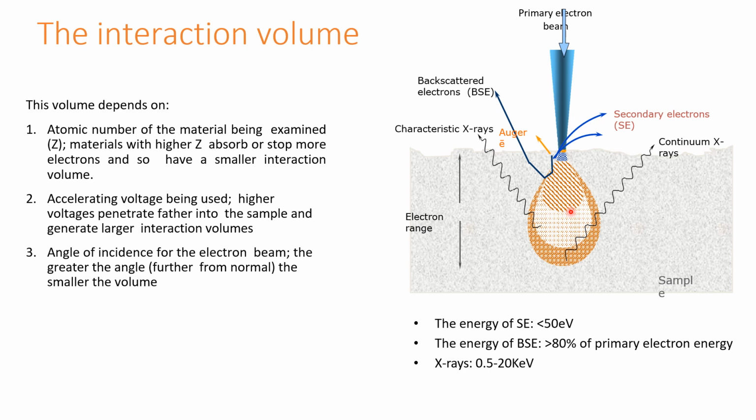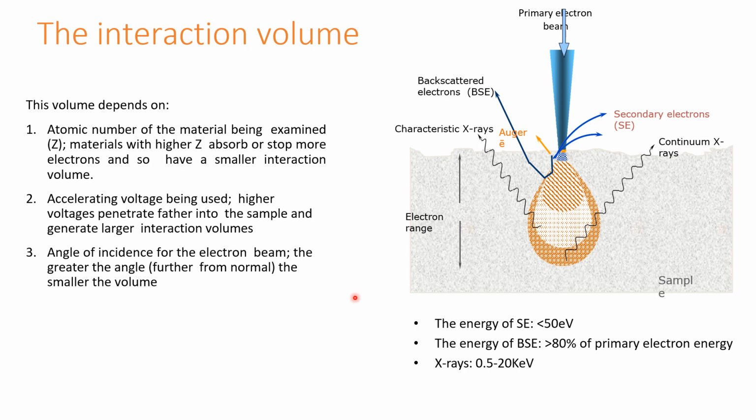The first one is atomic number. When the atomic number of the material increases, that means a material with high atomic number can absorb or stop more electrons, so it has a smaller interaction volume. Now the accelerating voltage: when we use a high accelerating voltage, the electron beam can penetrate further into the sample and generate a larger interaction volume. That means accelerating voltage is directly proportional to the interaction volume.